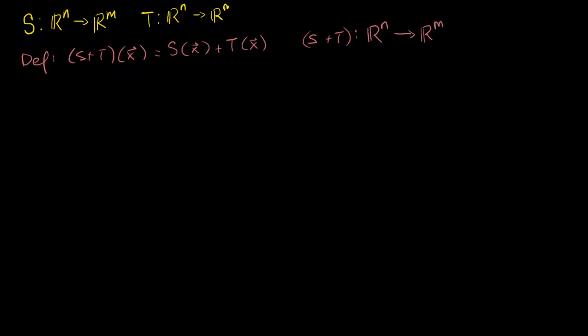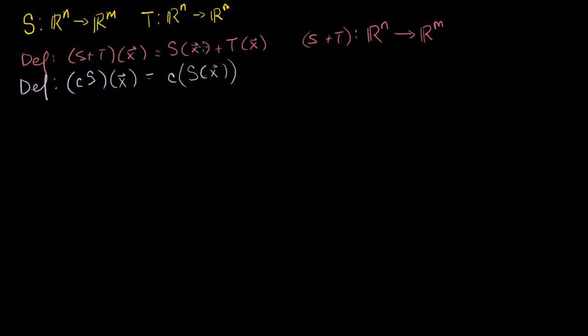Now, let me make another definition. I'm going to define a scalar multiple of a transformation. So I'm going to define, let's say, C, where C is just any real number, C times the transformation S of some vector x. I'm going to say that this is equal to C times the transformation of x.